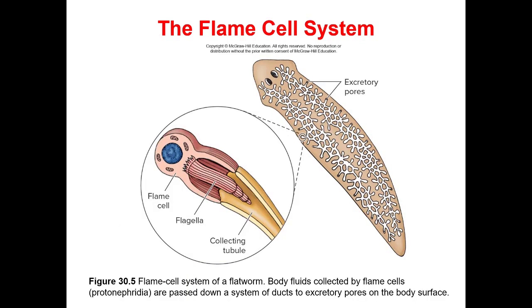Fluid enters the system through specialized flame cells, where rhythmical beating of a flagellar tuft of cells creates a negative pressure, and that draws the fluid into these tubules. As fluid moves through these tubes, water and metabolites are recovered by reabsorption, and wastes are expelled through excretory pores. Nitrogenous wastes like ammonia diffuse out across the animal's integument.